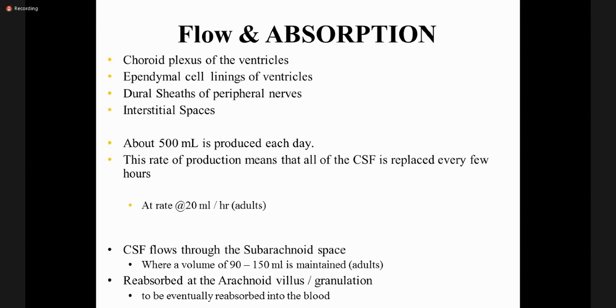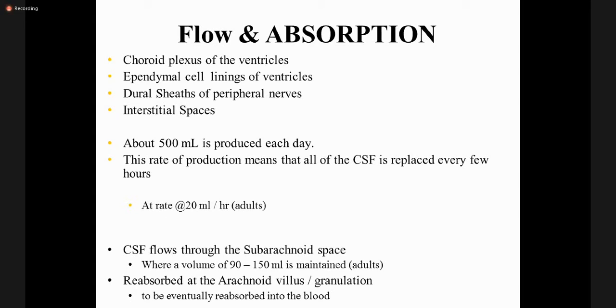From where is it actually made, and what is the flow system of CSF? It is actually made in the choroid plexus of the ventricles. Then a small amount can also be produced from ependymal cell lining, dural sheaths of the peripheral nerves and interstitial spaces. Each day in every human, about 500 ml is produced, which means there is a daily replacement of CSF fluid.